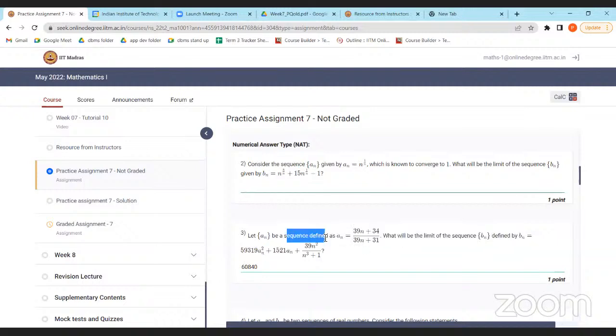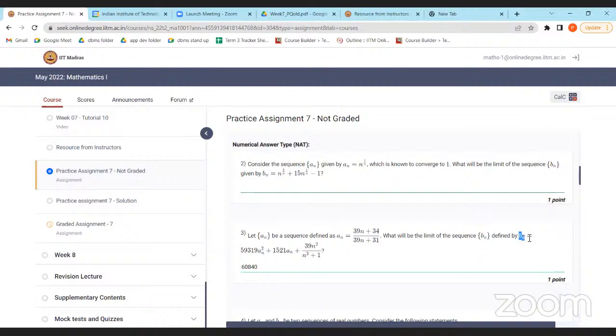We have to find out the sequence, right? So just take n tends to infinity here. What is the value of an here? If I take n tends to infinity for this, if we divide by n in this case, I will get 1 by 1, right? Now just define the function. Just put an equals to 1 here. So you will get the limit of the sequence dn defined by dn.